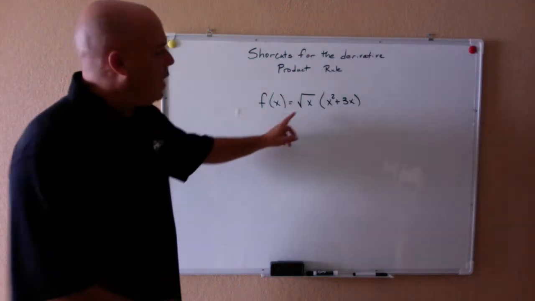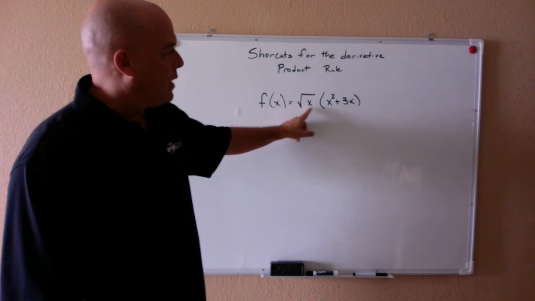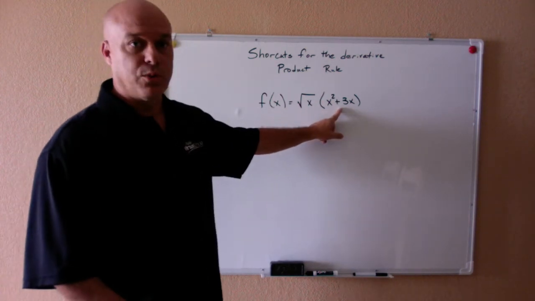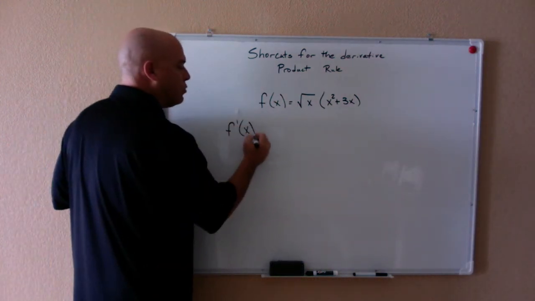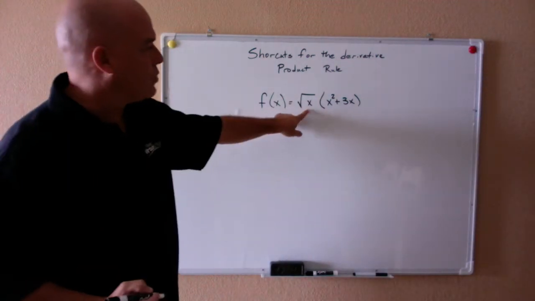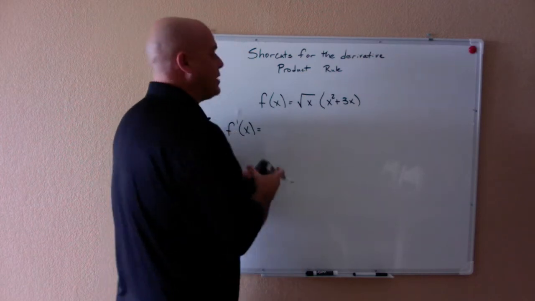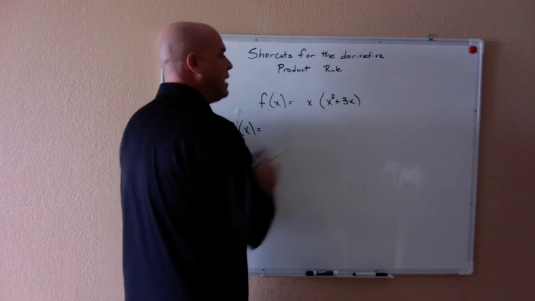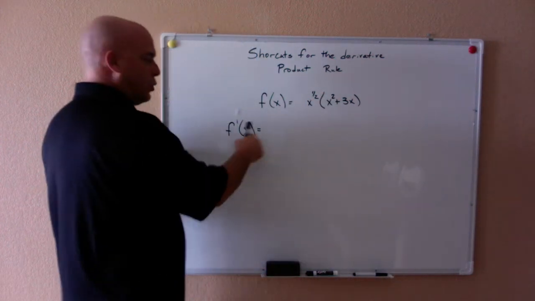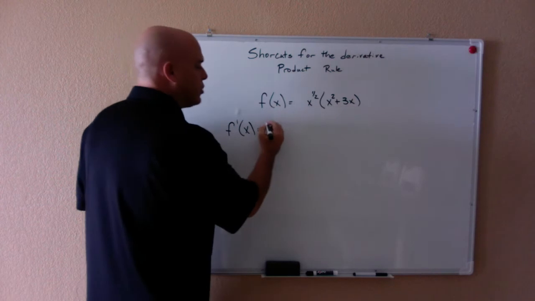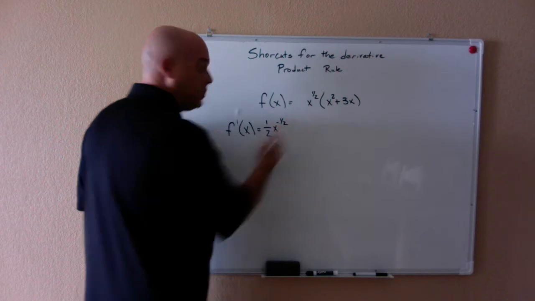Okay, so we've got two functions that are being multiplied together. The first function is the square root of x, and the second function is x squared plus 3x. So if I want to find f prime, according to my product rule, I need to take the derivative of the first function. Now keep in mind that the square root of x can be rewritten as x to the 1/2. So I'm going to rewrite that as x to the 1/2. And then when I take the derivative here, I get the derivative of the first function. That's going to be 1/2 times x to the negative 1/2 using my power rule.